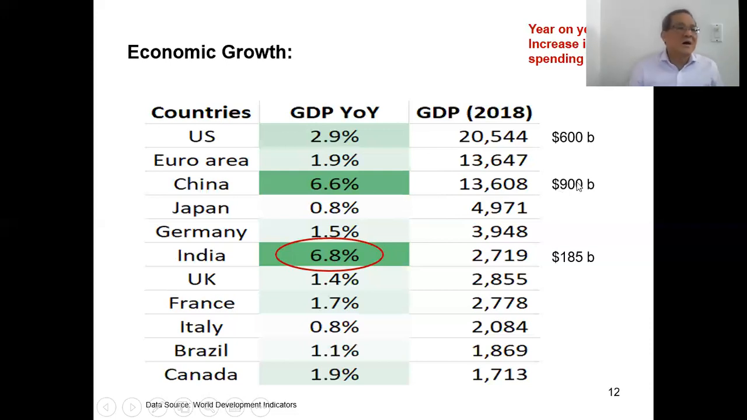Well, this is also why it is so difficult not to do business with China, simply because now China's economy is already so large.